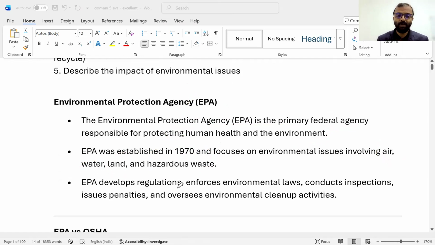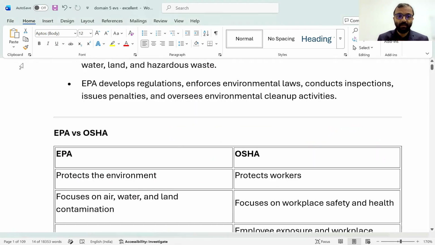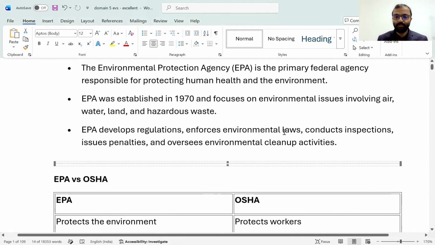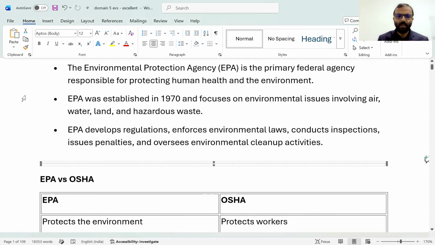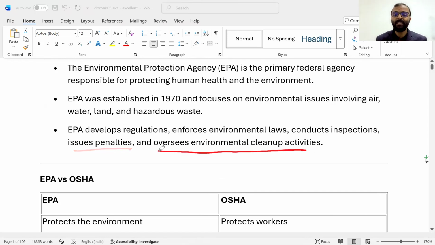EPA develops regulations, enforces environmental laws, conducts inspections, issues penalties, and oversees environmental cleanup activities. They enact and enforce various laws, conduct inspections, and give penalties. We will see which agency gives penalties. They also do cleanup activities. So this will come as an objective-type question: what are the functions of EPA? They are not just making laws.